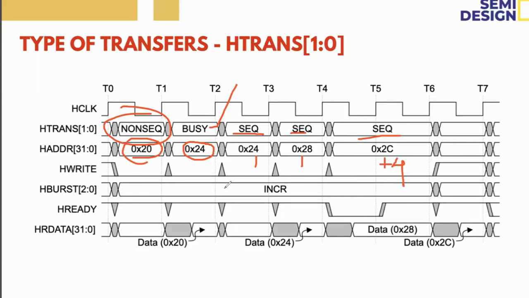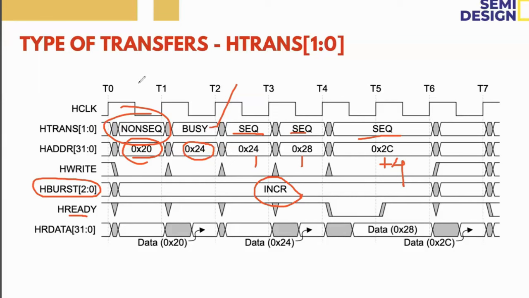If you observe the output, here burst is the increment. We have two types, wrap and increment. We'll see the difference between both by the end of the session. And HREADY, you know what HREADY means. If HREADY is high, it is not in a wait state and the slave can read the data. If it is low, the transaction must be in wait state, right?